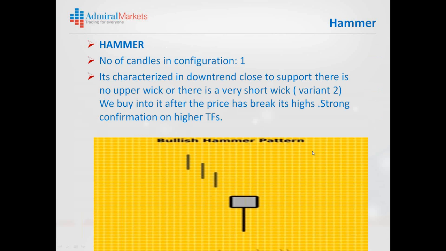So hammer, it's typical, you know what a hammer is. I just presume you all know what a hammer is. It characterizes a downtrend close to support. There is no upper wick or there is a very short wick. It's called a hammer variant too. We buy into it after the price has broken its highs. Strong confirmation on higher time frames. Usually it's spotted on higher time frames. It can be traded on 15 minutes, it's okay, but the higher the time frame is, the more valuable this pattern is. So a hammer pattern on a practical example looks like, Chris, you can show us.